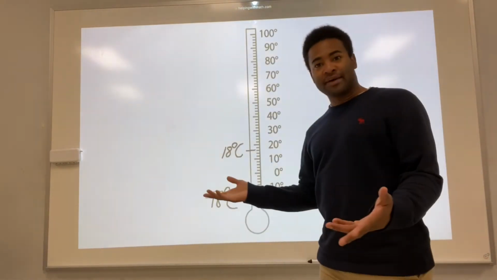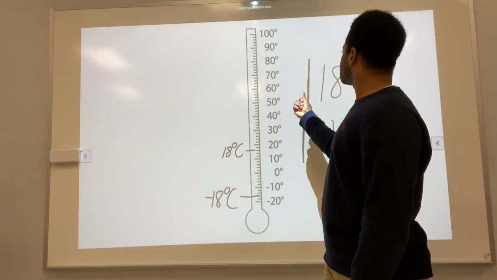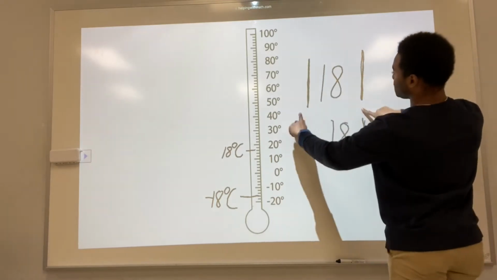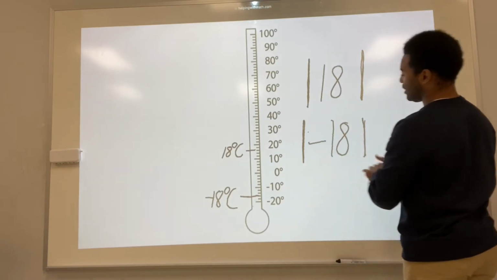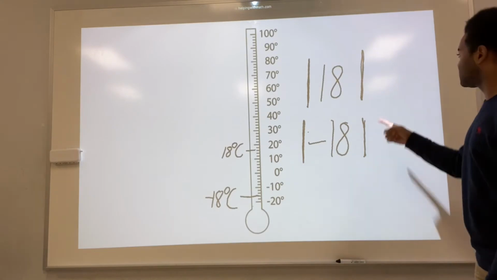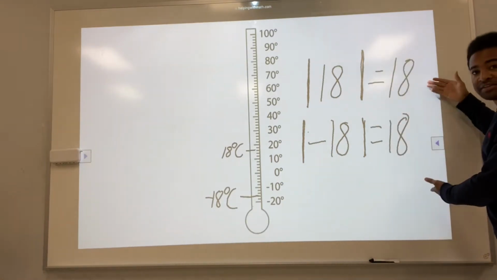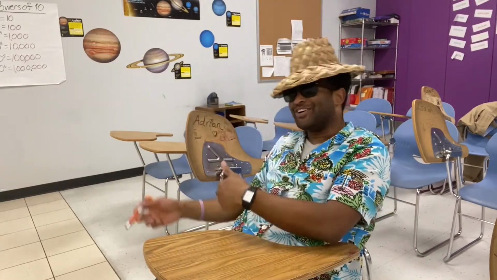The way that we write out absolute value with any number is just like this. We have the absolute value of 18, and the absolute value of negative 18. We know that the answer to both of these is the same. It's actually 18. So the absolute value of negative 78 is 78. Yup. The absolute value of 52 is 52. Yup. The absolute value of 1,000 is 1,000. Yup.